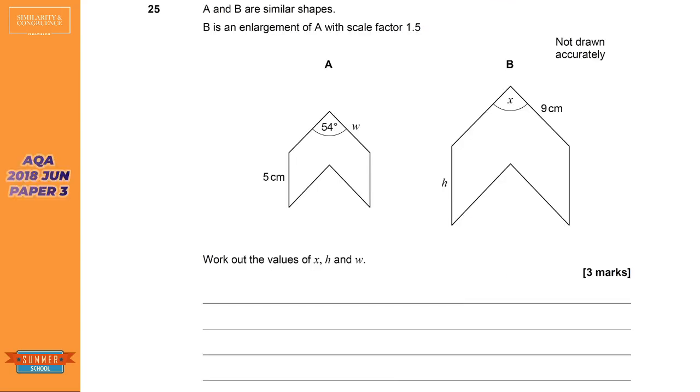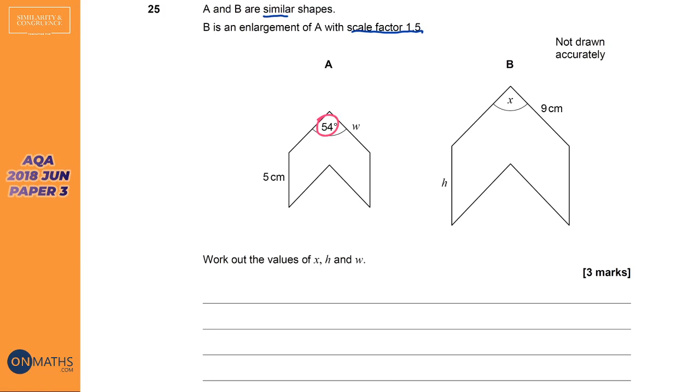Right, moving on to our AQA question, and this time we've got the word similar. Now similar just means that one is an enlargement of the other. So with this we've got to first of all find out what the scale factor is, but it actually tells us in the question, which is what makes this a slightly easier question. It asks us to find an angle, a length, and another length. So we're going to start off with the angle.